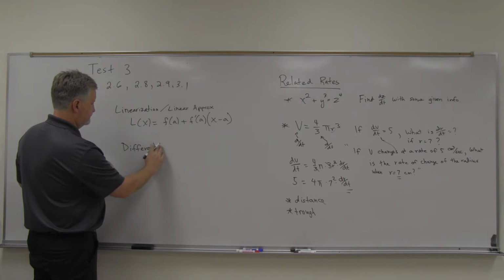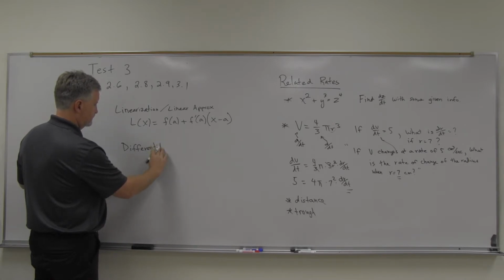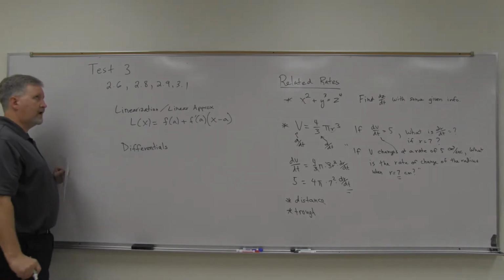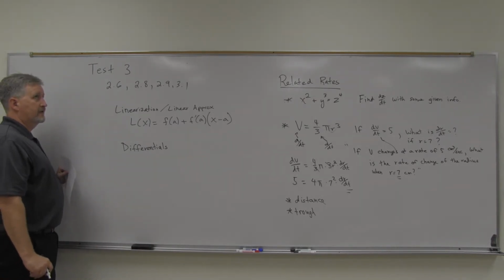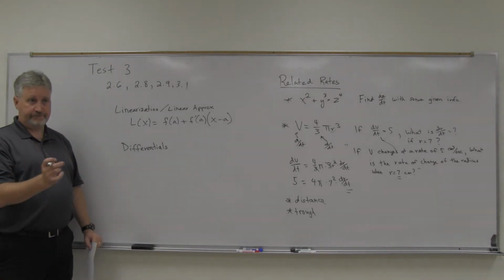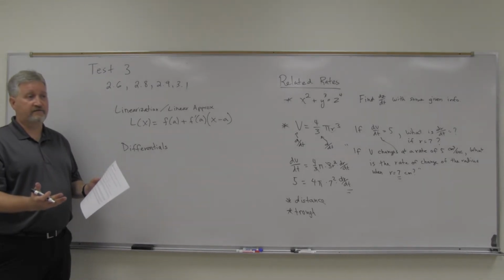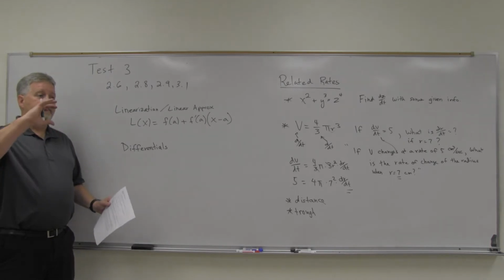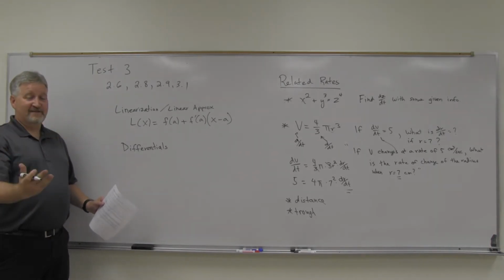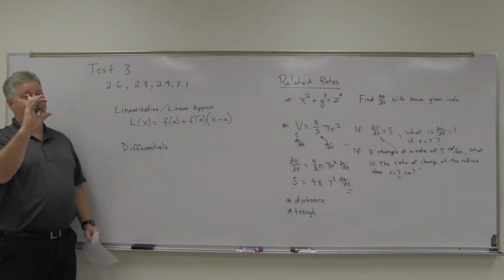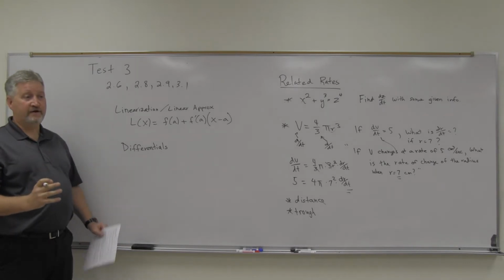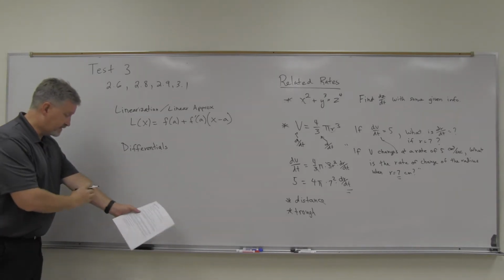If I can spell it. It gave a meaning, I guess, if you will, to dy and dx. dy over dx is the slope of the tangent line. So dy is actually the rise, and dx is the run of your tangent line at a particular value.